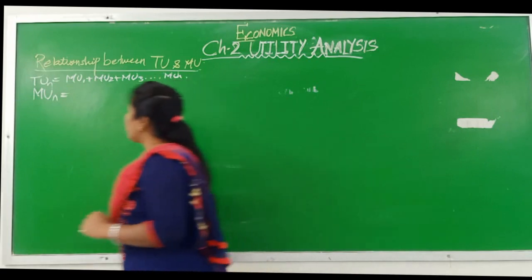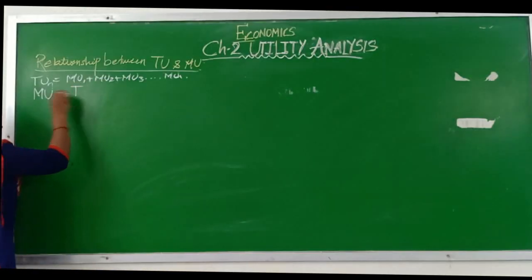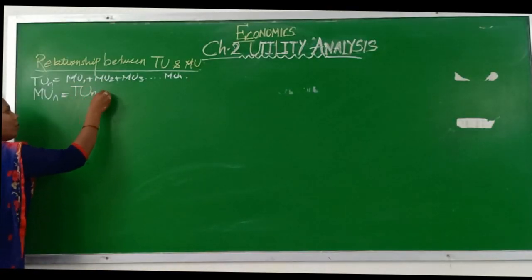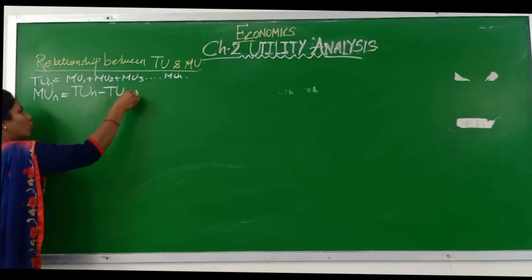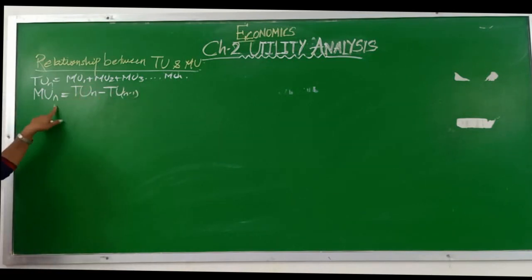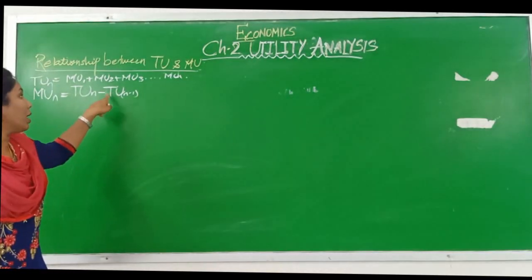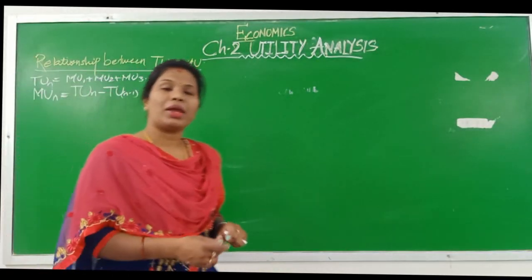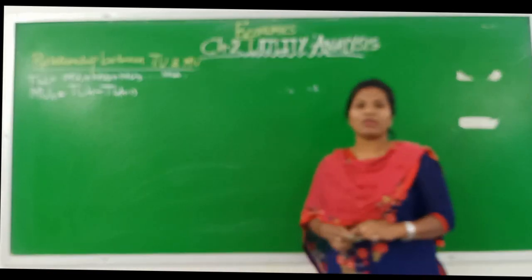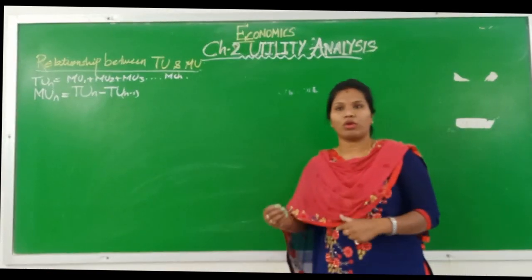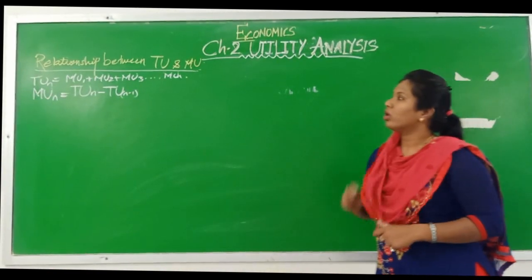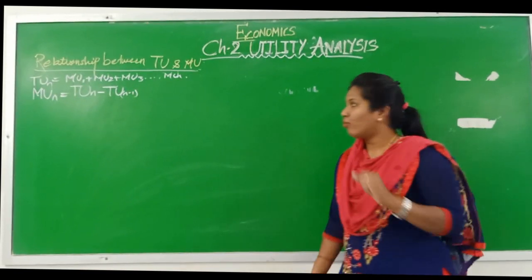So symbolically we can represent, friends, MUn is nothing but TUn minus TUn-1. Here n is the number of units: total utility of n units minus total utility of n minus 1 units. This we have already discussed in the previous lecture, how to solve this. Okay, now let's see the relationship. For example, first I will draw a schedule.